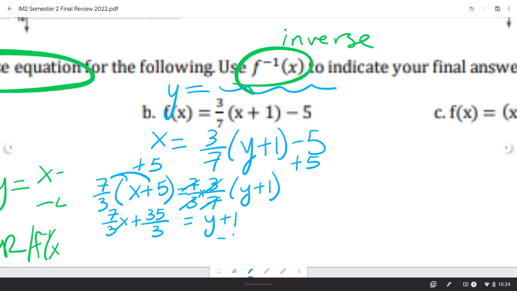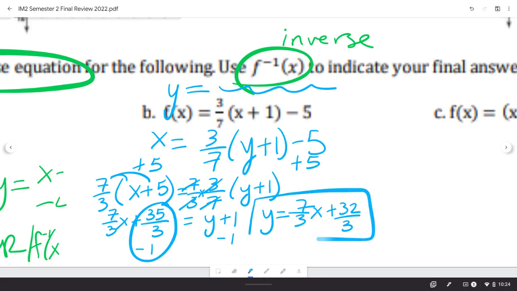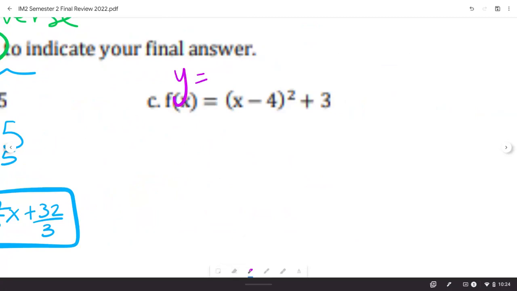And then the last thing I have to do is subtract that 1. That's a number, so these right here can combine. You can just plug it into your calculator. And then you will get y equals 7/3 x, stays the same, and then plus 32 over 3. And I've got to fix my math notation, so I'm going to write f negative 1 of x. Again, that's y equals that part of the equation. And then we're going to switch my x and my y.